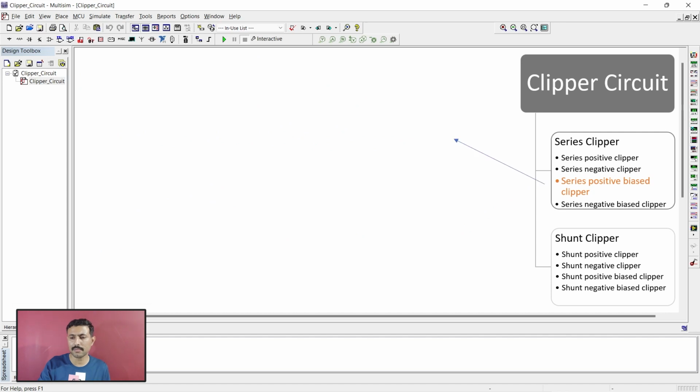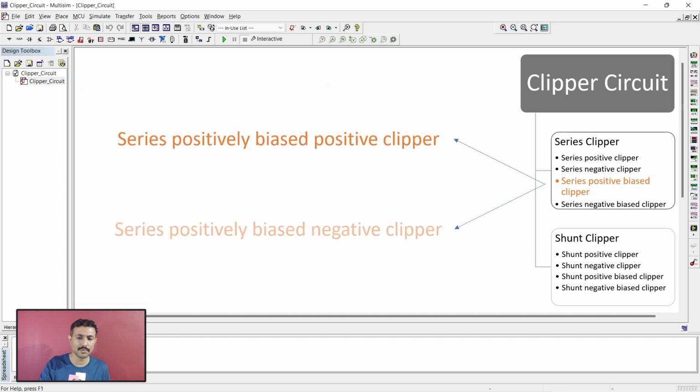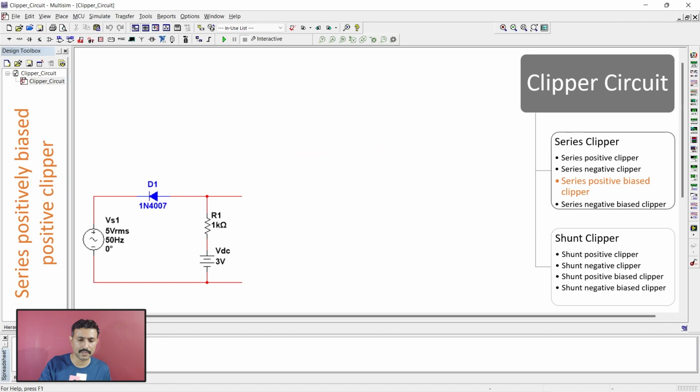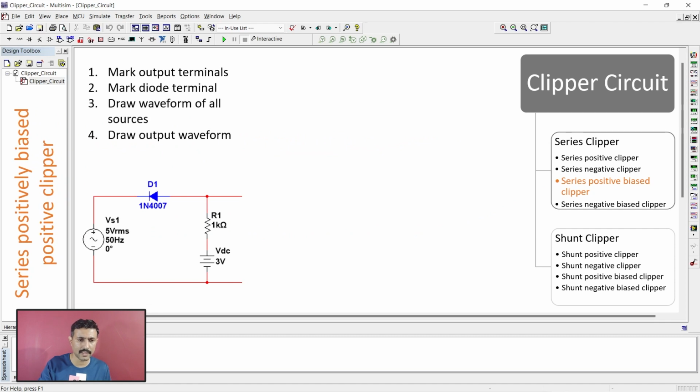This series positive biased clipper is further divided into two categories: positively biased positive clipper and positively biased negative clipper. So amongst these two, first of all we'll go for positively biased positive clipper. So here we have the circuit and the trick is this. So first we need to mark out the points. This one is positive, this one is negative. Step number 1 is done.